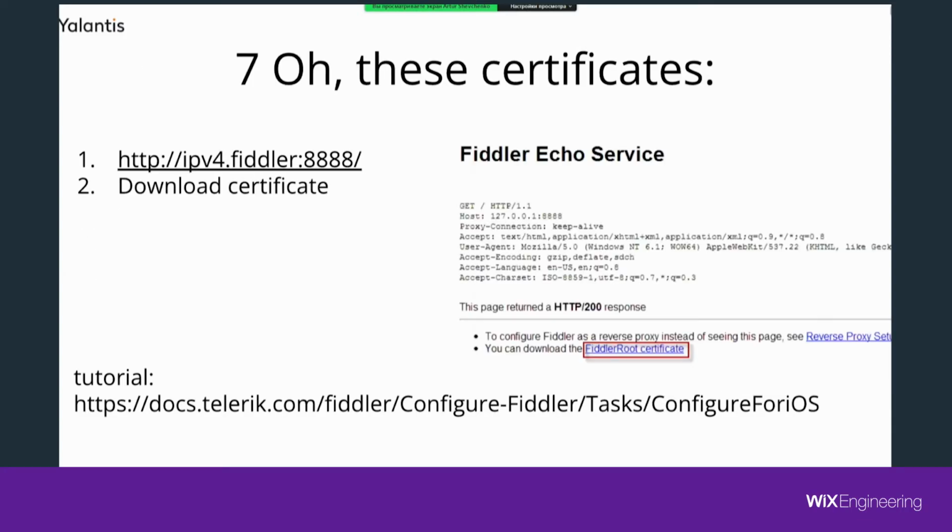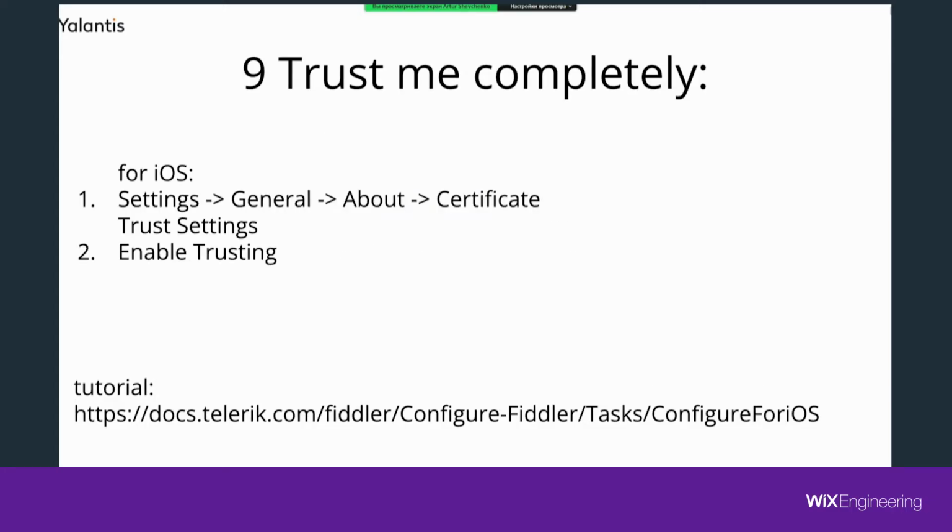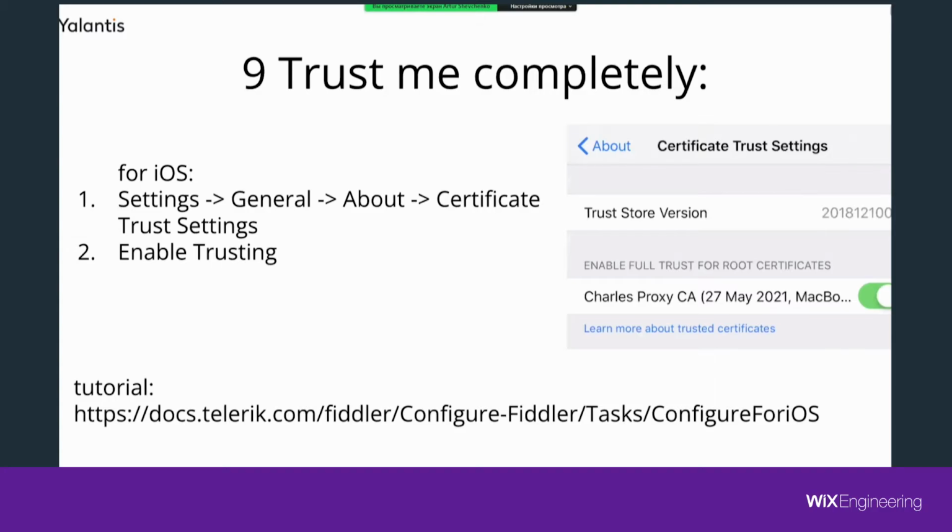The next one is my favorite. Sometimes people forget to install the certificate, and it is not enough to configure only a proxy server on the Wi-Fi. You also need to download the certificate, and the downloaded certificate also needs to be installed. So we should go to settings, open downloaded profiles and install it. And the next one, we also need to enable permissions to trust this certificate.